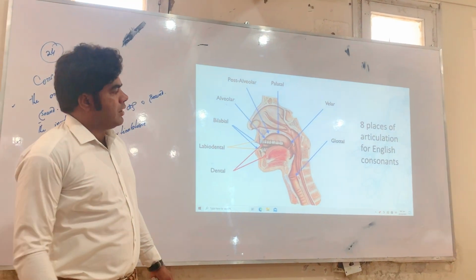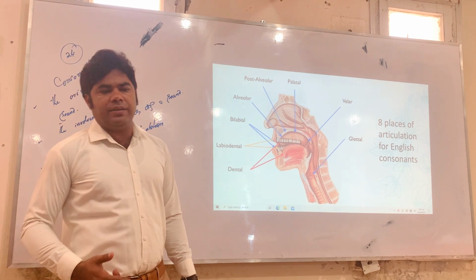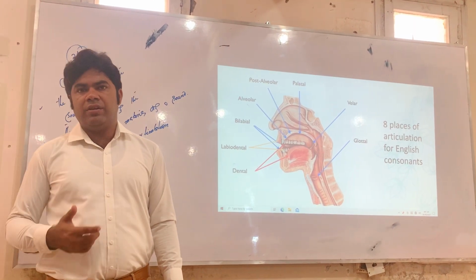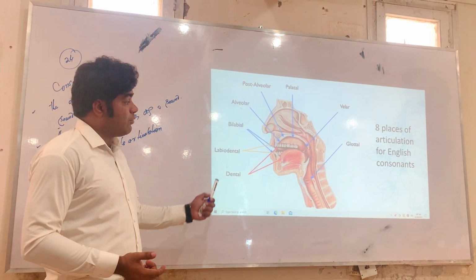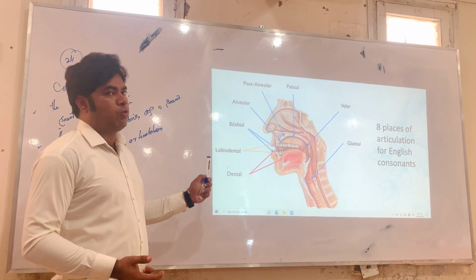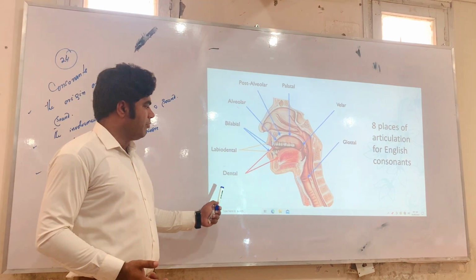So we were talking about the place of articulation. Articulation is very much concerned with the making of a sound. When it comes to place, we have to see which are the articulators involved in making up that particular sound. We can see various articulators here.